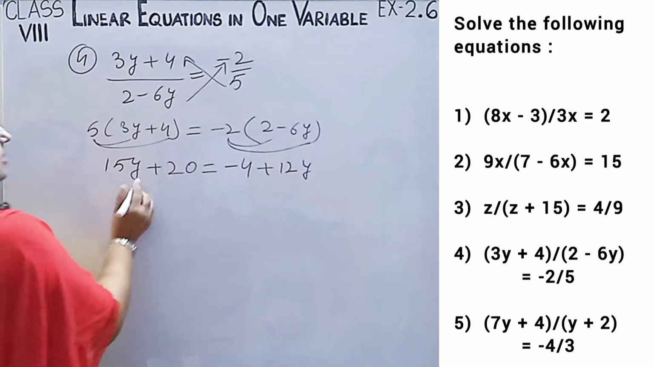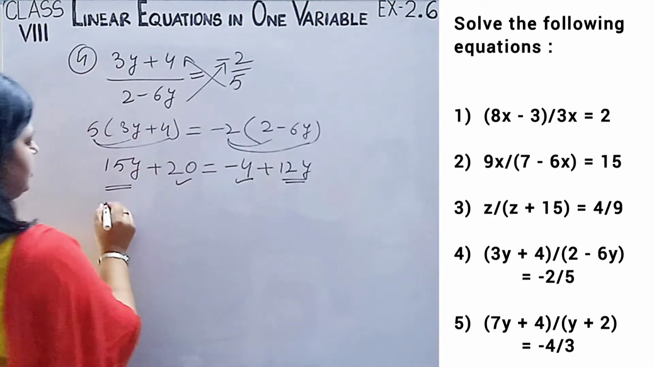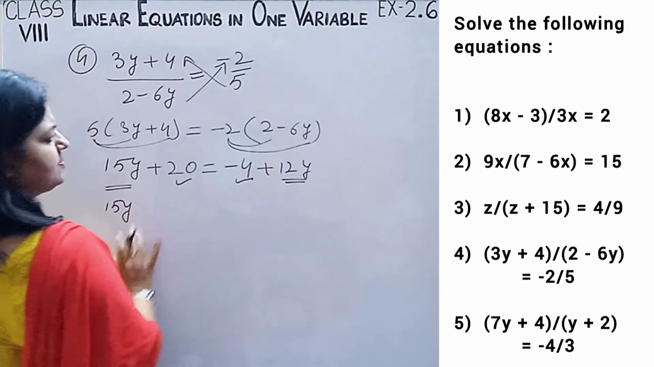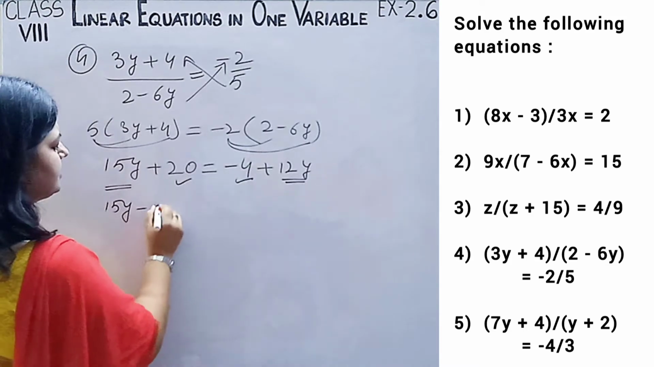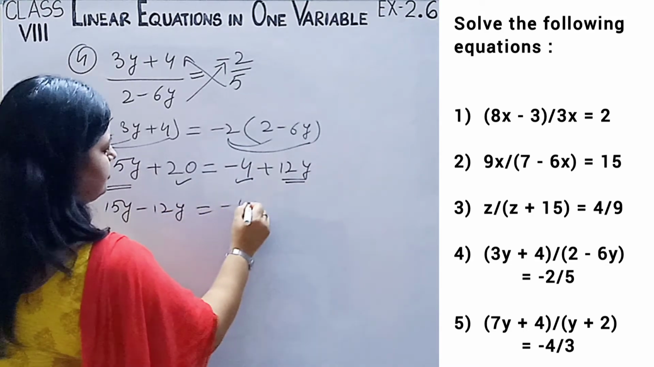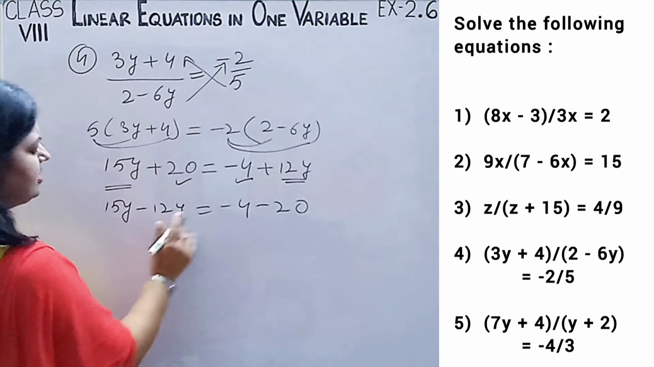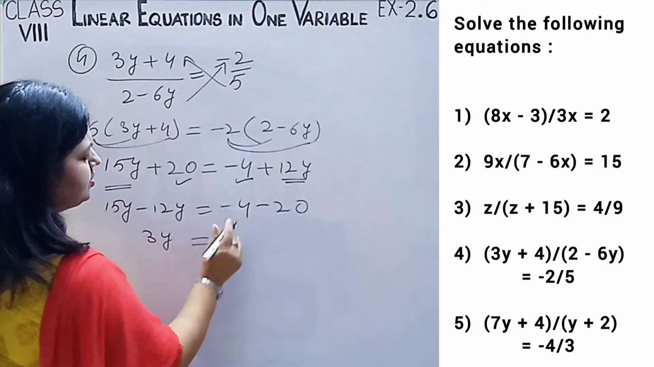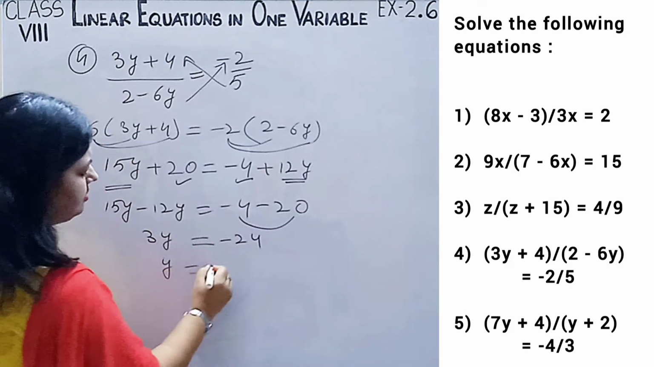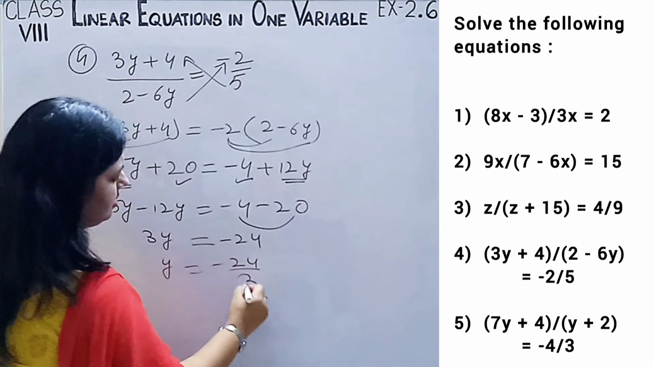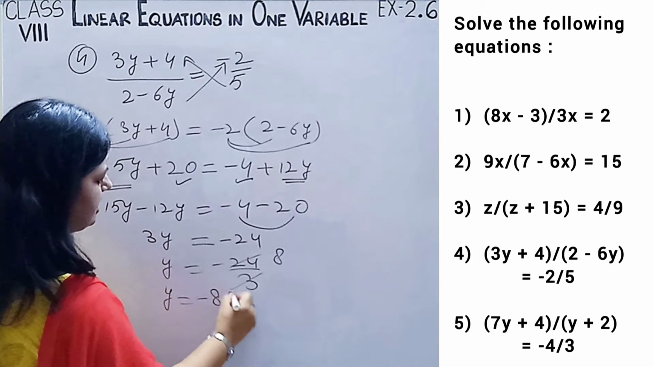So, separating variable parts from constant part. So 15y, transposing 12y from right to left. So it will become minus 12y is equal to minus 4 minus 20. 15y minus 12y, 3y is equal to minus 4 minus 20, minus 24. So y is equal to minus 24 upon 3. 3 8s are 24. y is equal to minus 8. Answer.